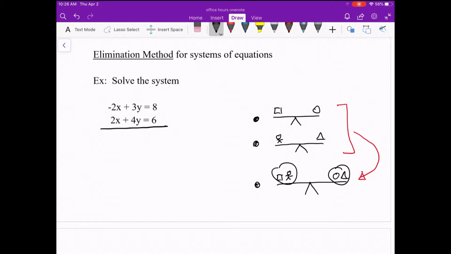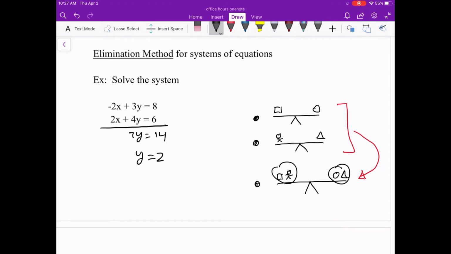Negative 2x and positive 2x is 0x, so those are gone. 3y and 4y is 7y, and 8 and 6 is 14. We have eliminated the x's, and now we can just solve for y. Divide both sides by 7, and we have y equal 2.